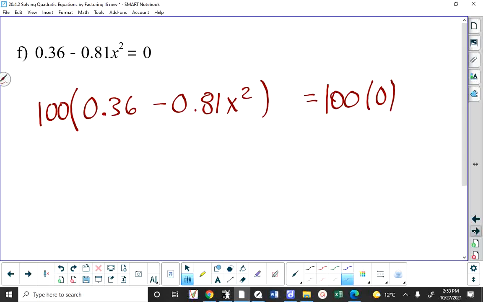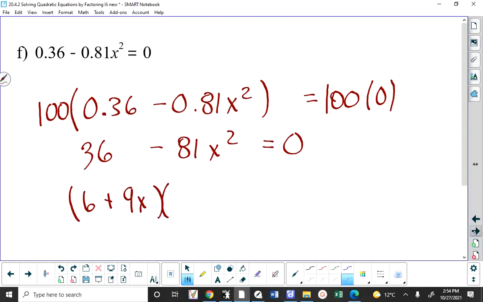This 100 will move the decimal 2 places to the right, which is 36, minus 2 places to the right, 81x squared. Is that a difference of squares? Yes, it's a difference because of the minus between the terms, and of squares because 36 is a perfect square of 6, and 81x squared is the perfect square of 9x. So I can factor it into 6 plus 9x and 6 minus 9x.